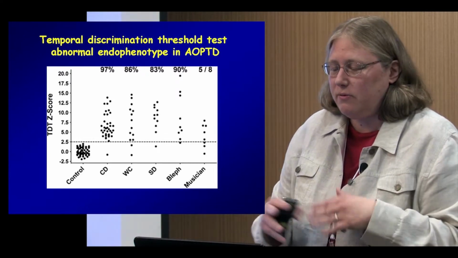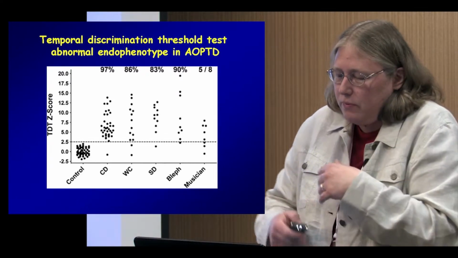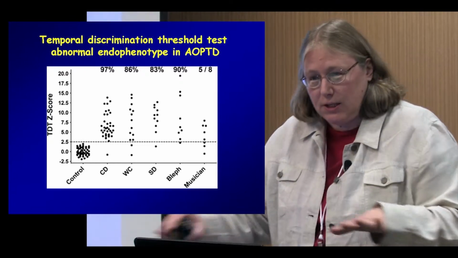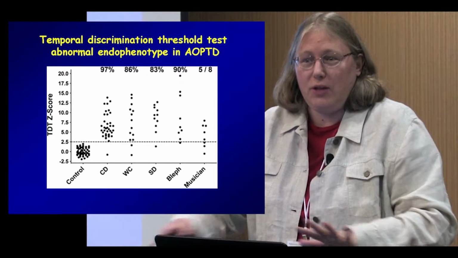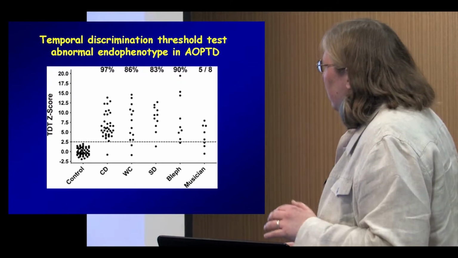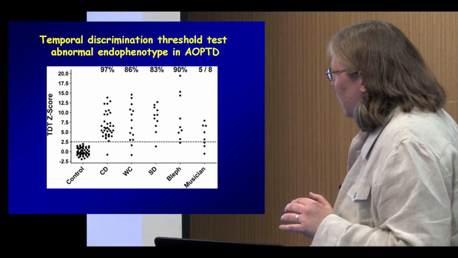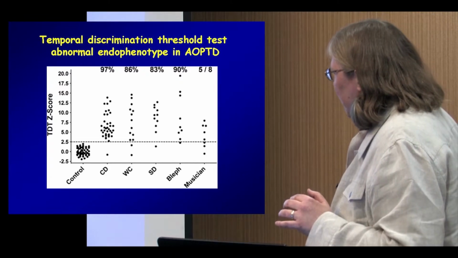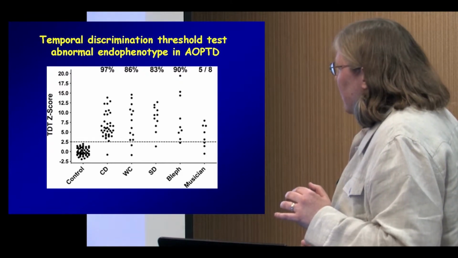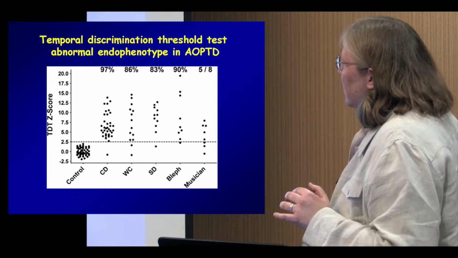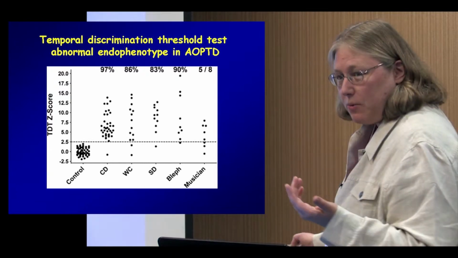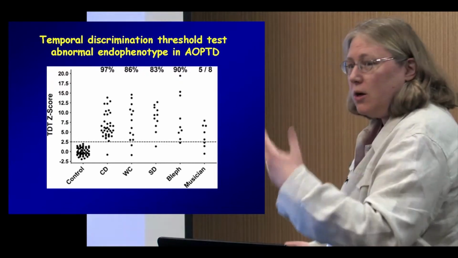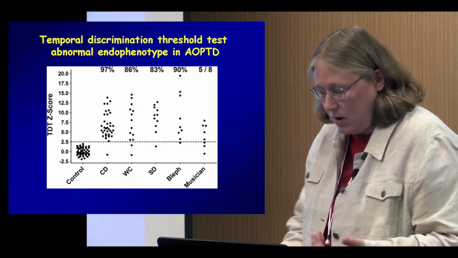So it doesn't make you go to the doctor. You don't really notice it in your life, right? So it's this subclinical phenotype, but it turns out that all different forms, so torticollis, writer's cramp, spasmodic dysphonia, blepharospasm, and even musicians have this difference in this temporal discrimination test. So it looks like it's potentially a marker for the disease.